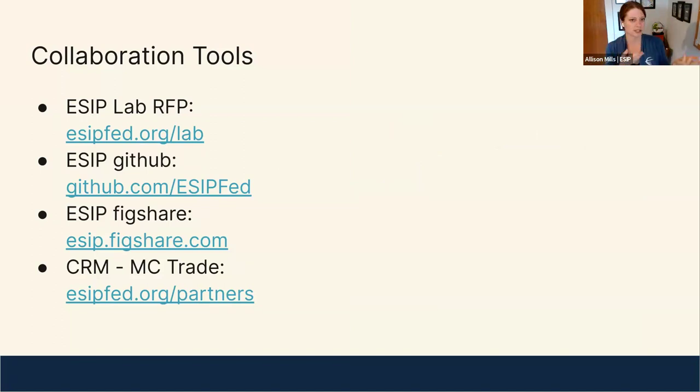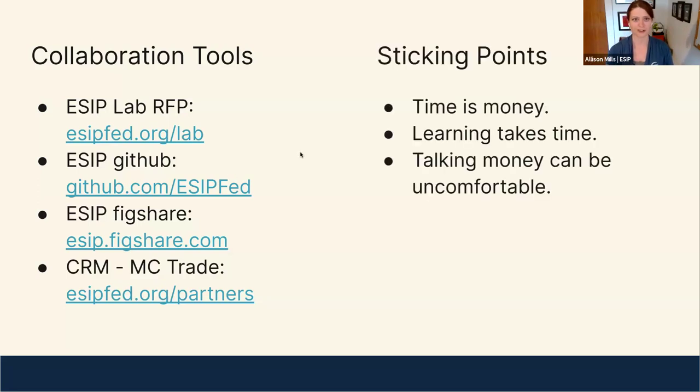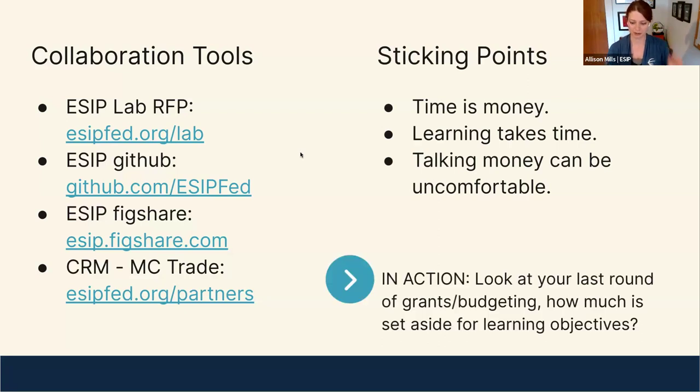So again, we've got our website. That's our front door, even for the lab. We've got GitHub, Figshare, and then I talked a little bit about MC Trade. So of course, there are challenges. And for these ones in particular, I don't think that any of these are surprising.